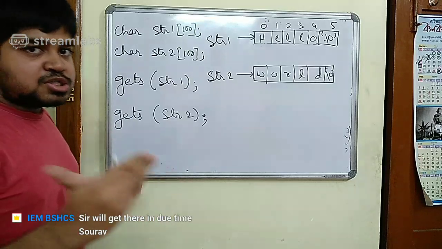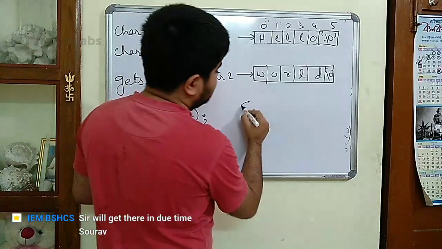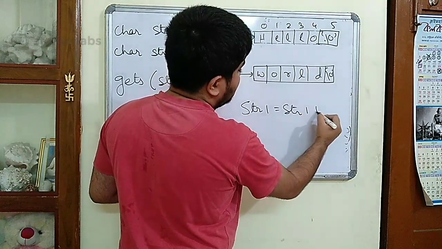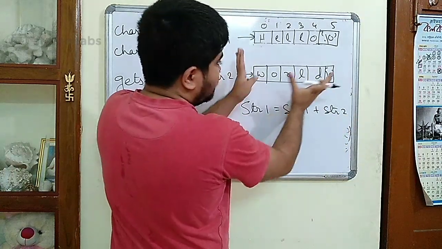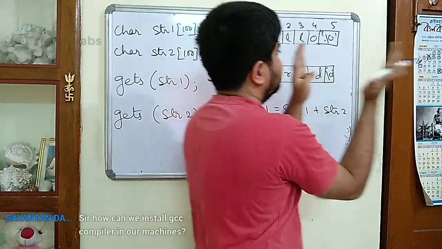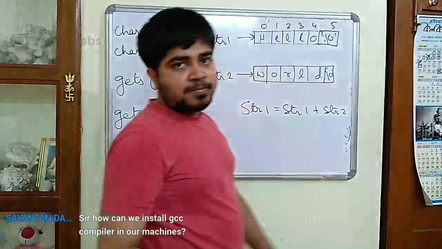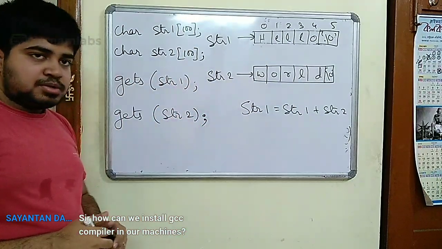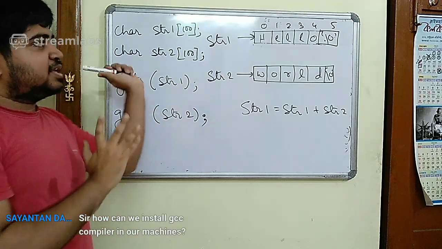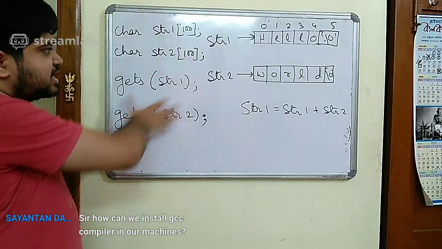Now let's proceed towards concatenation. The objective will be this: str1 is equal to str1 plus str2. We will be concatenating this whole thing over here. This whole thing will be concatenated over here. Let's proceed. I'm just rubbing this up. We are considering that this has been taken, this is done.